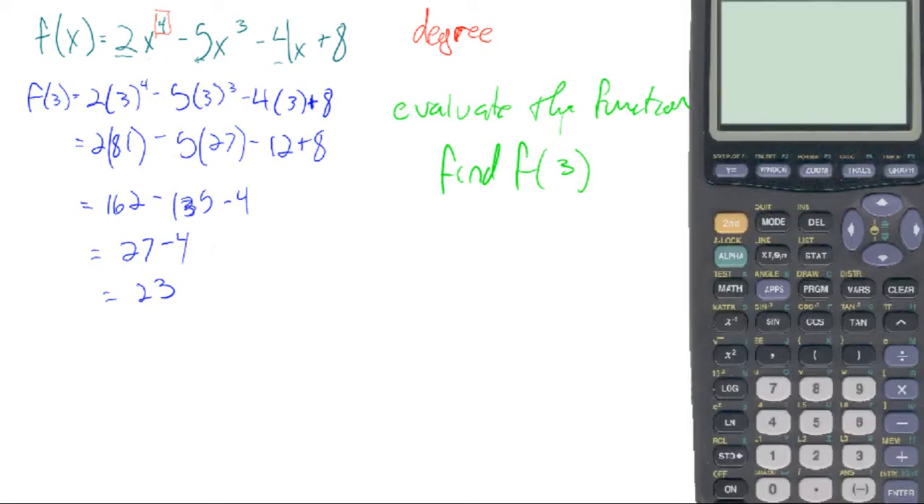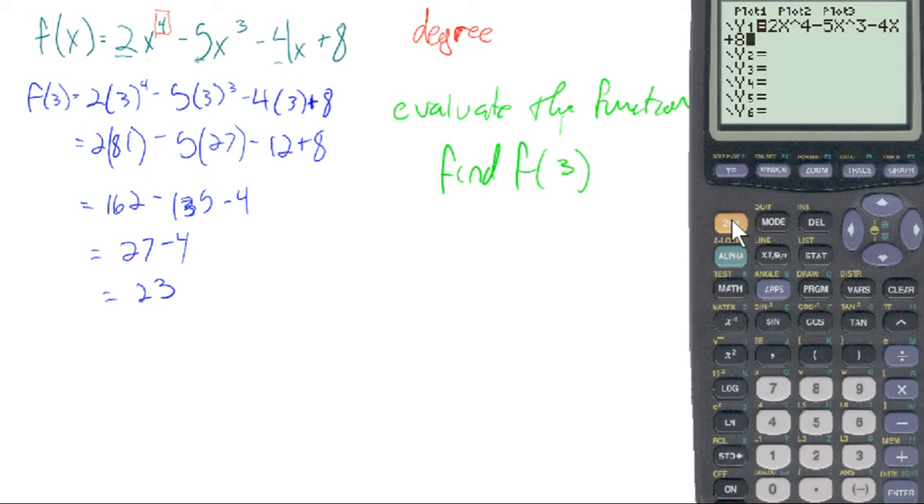But if you understand that, let's just bring the calculator up. We'll turn it on. We'll go to y equals. We'll put a function in there. We'll put this function in there: 2x to the 4th minus 5x to the 3rd minus 4x plus 8. There's the function. 2x to the 4th minus 5x to the 3rd minus 4x plus 8.